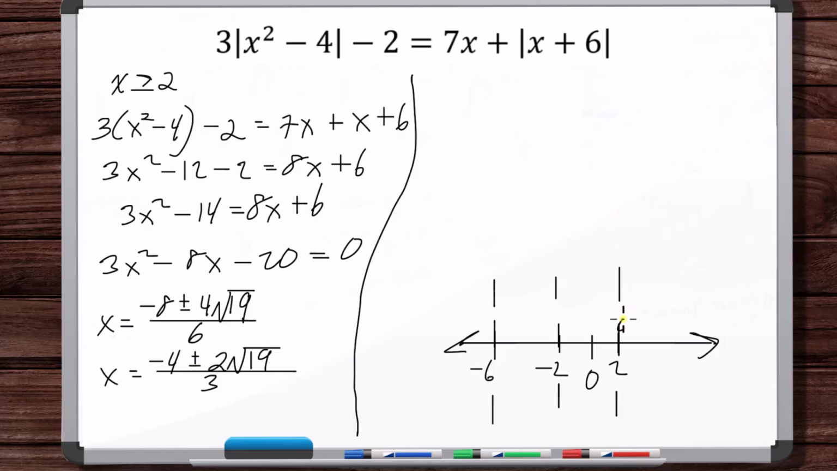We've done this region. Now let's do between minus 2 and 2. So if we're less than 2, this is always going to be negative, well, assuming we're also greater than minus 2. Now this is always negative, x squared minus 4. And this is always positive. So let's do that. We're going to take out a negative here.